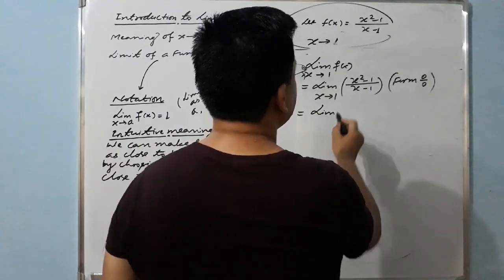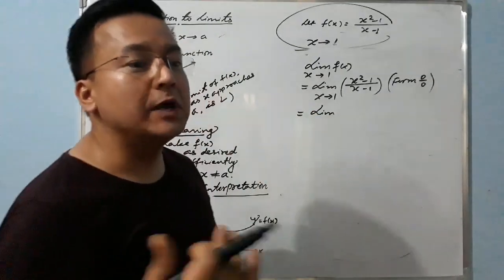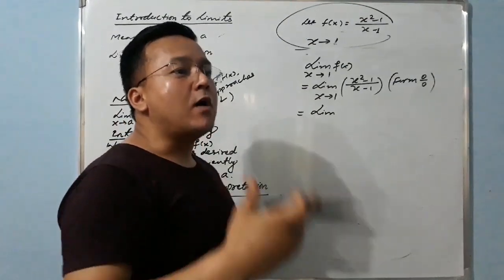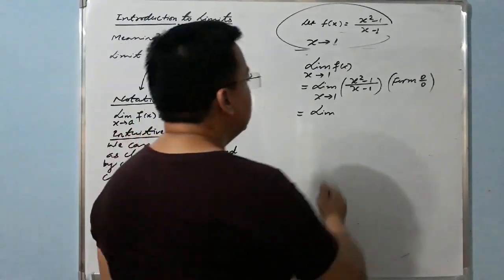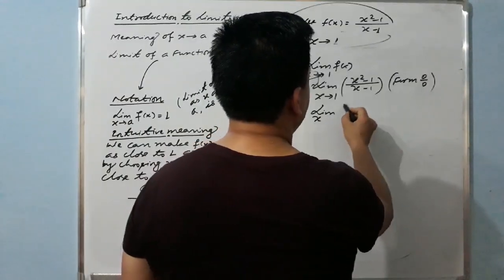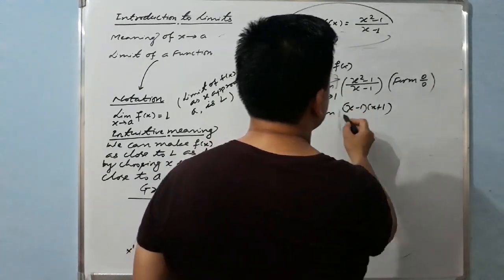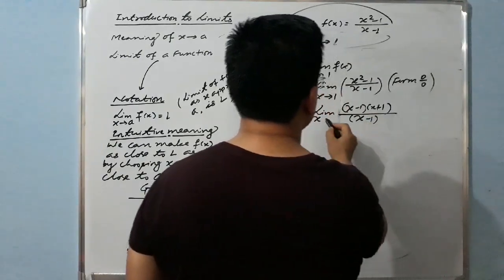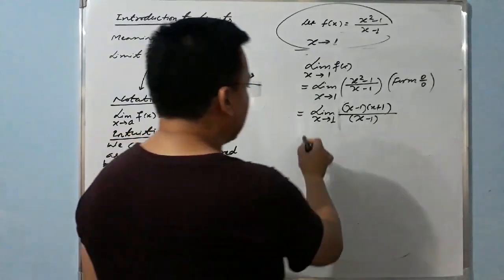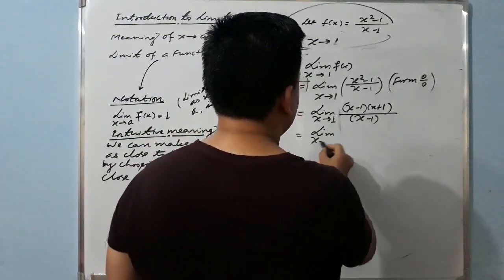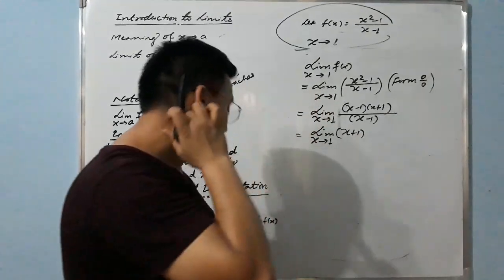Whenever you get an indeterminate form, meaning 0/0, infinity minus infinity, or 1 raised to power infinity, and so on, simplify. The limit of (x − 1)(x + 1)/(x − 1) as x approaches 1 is equal to the limit of (x + 1) as x tends to 1.